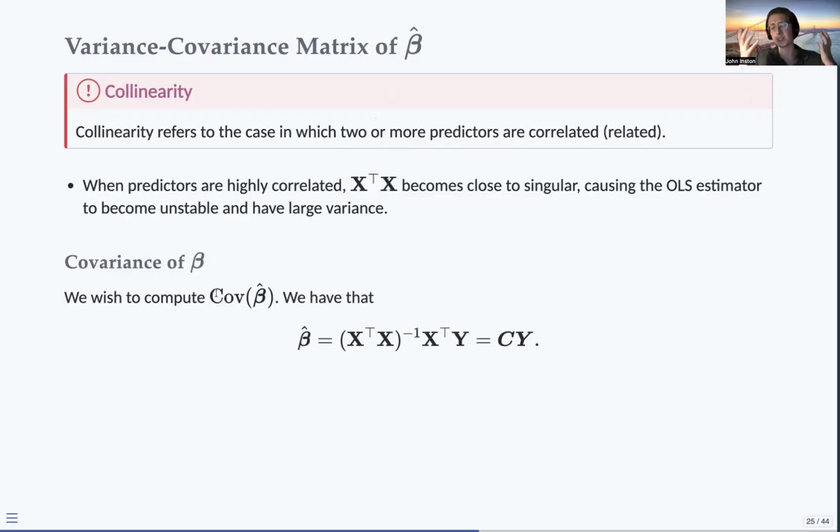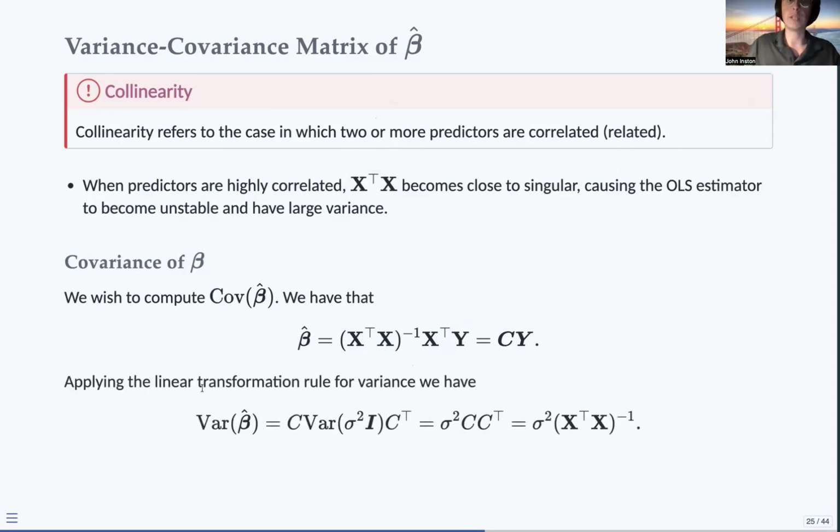Or essentially think about it as computing the variance, but it's multivariate, so it has to be the covariance. The diagonals will be the variances. So we note that we can write our estimate as this Cy, where we've just defined everything before the y as C, because none of them have any variance, right? X is given, there's no variance there. The only variance is coming from y, because y has the noise component.